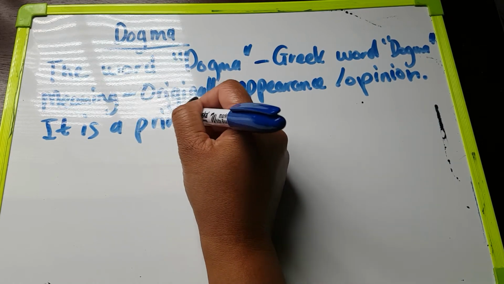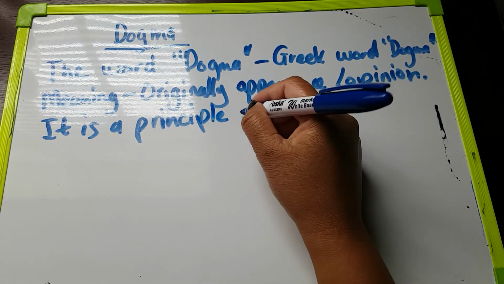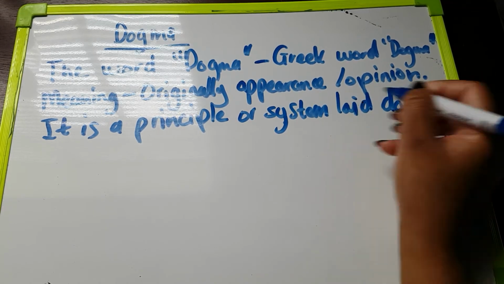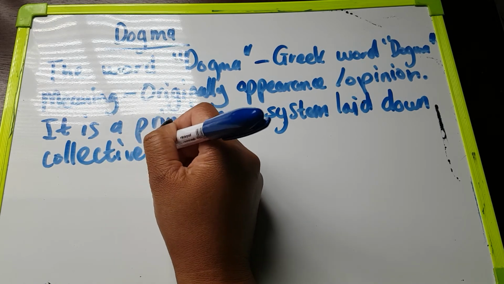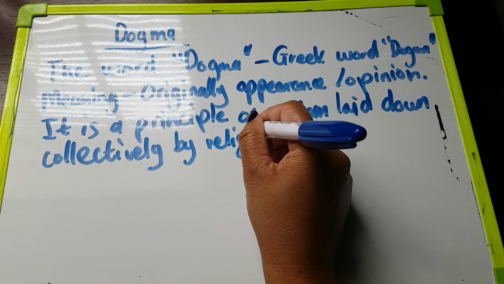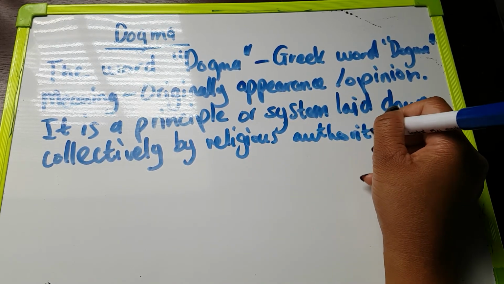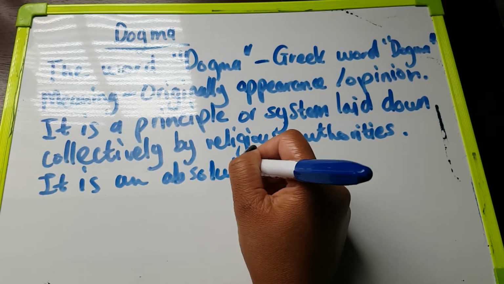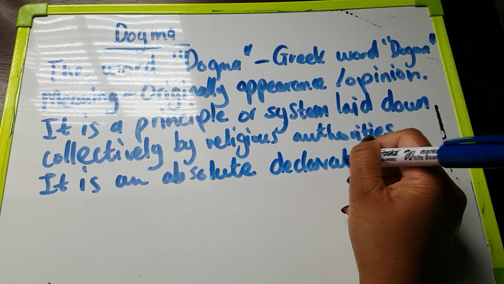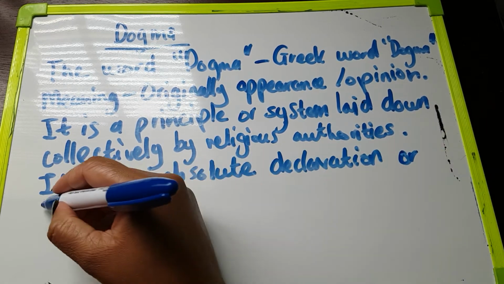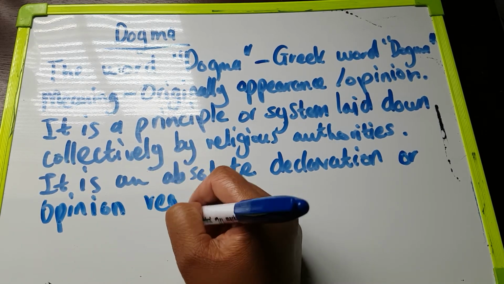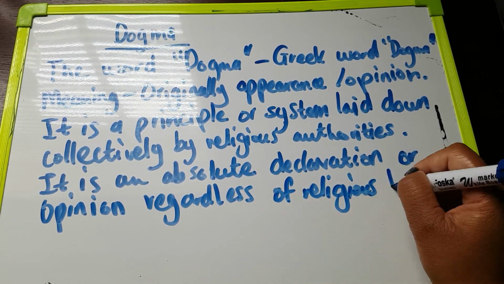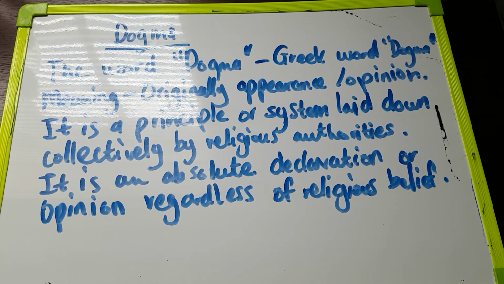It is a principle or system laid down collectively by religious authorities. It is an absolute declaration or opinion regardless of religious belief. Okay, so that's how you define dogma.